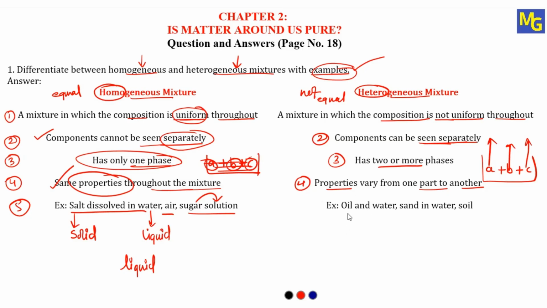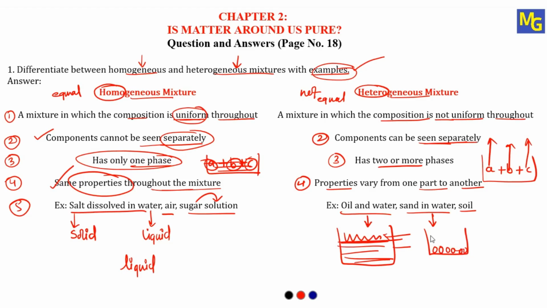But in case of heterogeneous, we can see oil and water, sand in water, or soil. If you see oil and water, oil will float and water will be at the bottom. So we can easily separate this oil and water. There will be a boundary between the oil and water. So this is called non-uniform. Even if you put sand in water, as I have told you earlier while explaining the chapter, sand will settle at the bottom, water will be on the top. We can easily separate this sand from this water. And you can see two distinct phases. One will be solid, that is sand, and this water will be showing liquid phase.